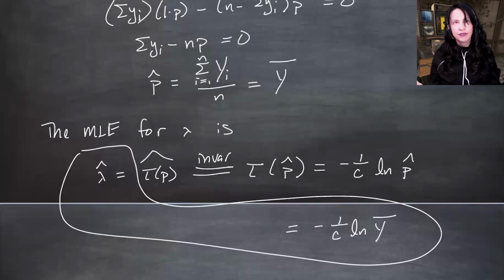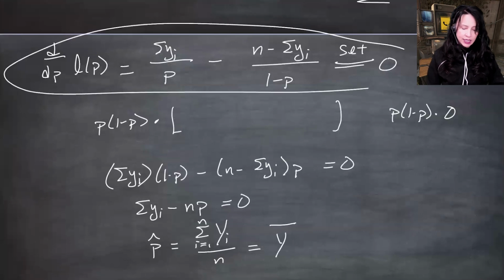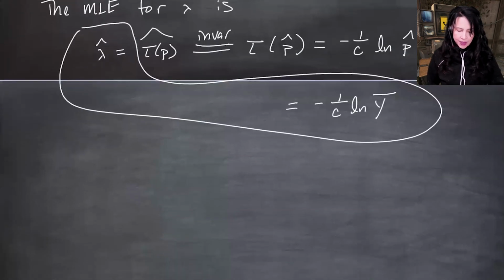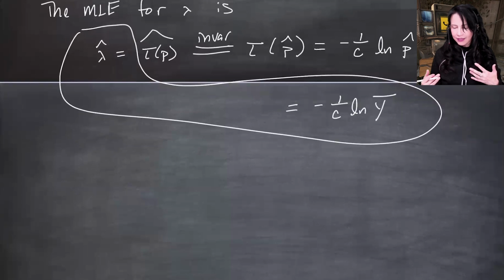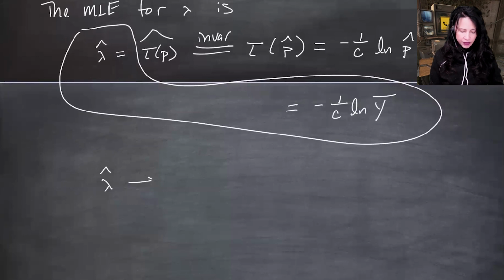I know we need to verify conditions, but this MLE existed. You should check the second derivative to make sure we didn't minimize anything, and it is unique. I only found one critical value when taking the derivative. And there's a lot of conditions to check, our regularity conditions, but it will hold here that this MLE converges in probability to the true lambda. We do get consistency, and we do get asymptotic unbiasedness.